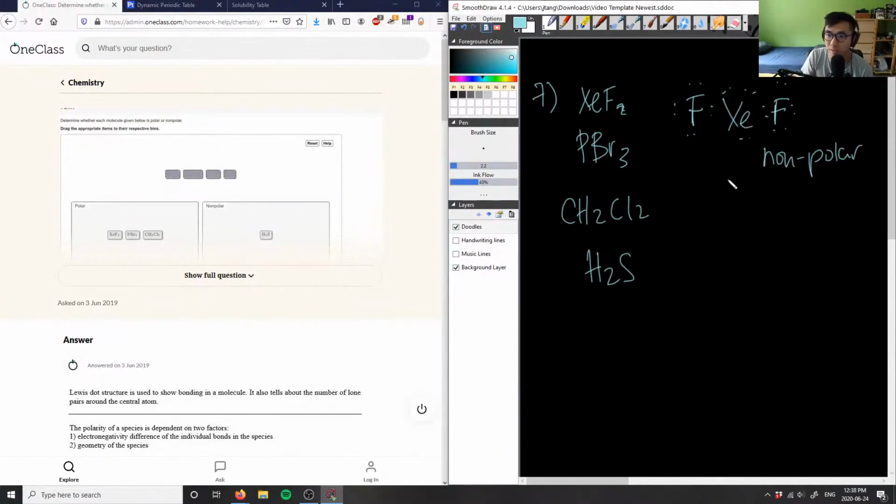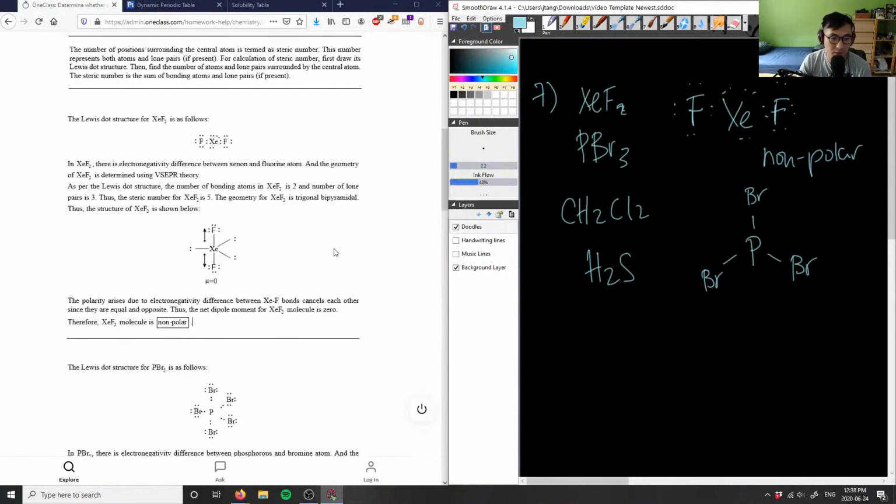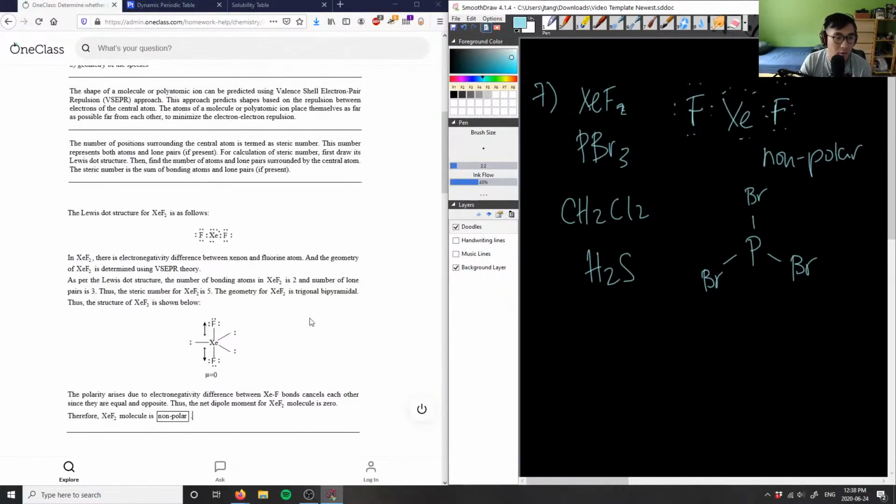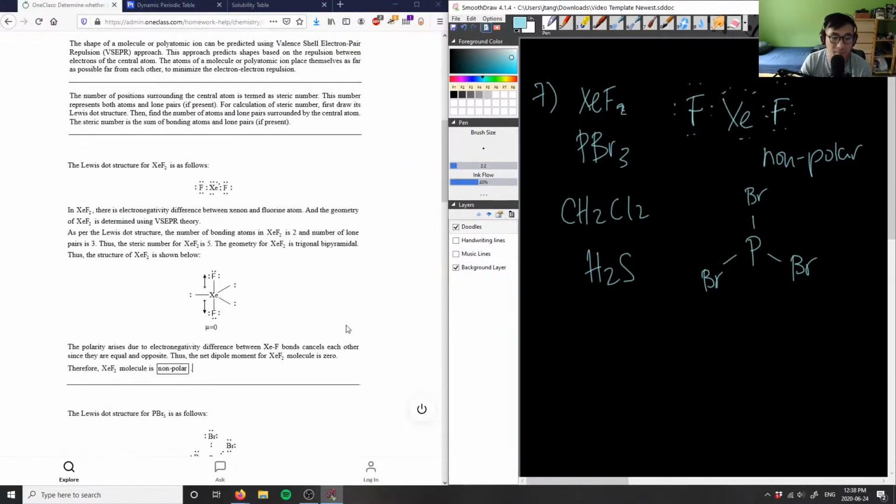So for B here, we have PBr3. So we have this guy here. And again, we have bromine and phosphorus here. So let's look at what they're doing here. So they also drew a Lewis structure as well. Or actually, no, this is PBr5. Sorry, this is PBr5. So let me redraw this. So another Br as well.